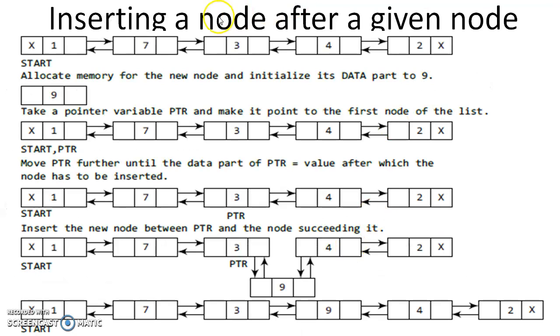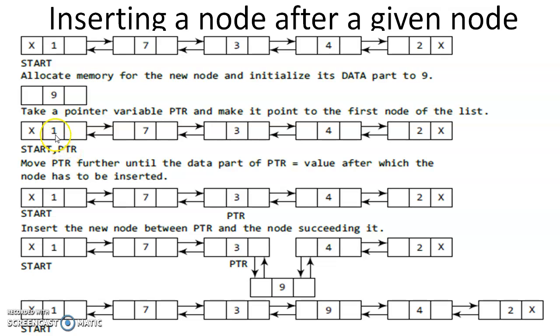And the third operation is inserting a node after a given node. Suppose this is the example that we are having: 1, 7, 3, 4, 5. Now I want to insert this particular 9 after 3. I want to insert after 3, but I don't know where the 3 is present. That's why I am starting the pointer at 1.